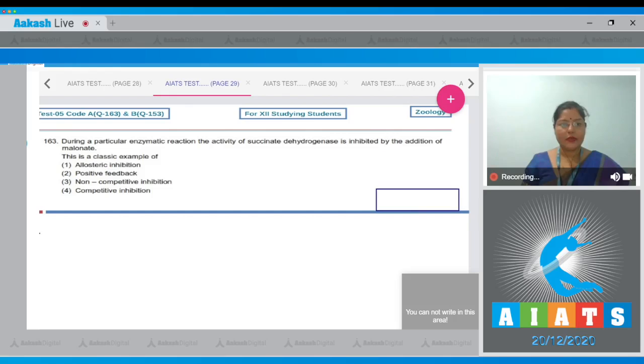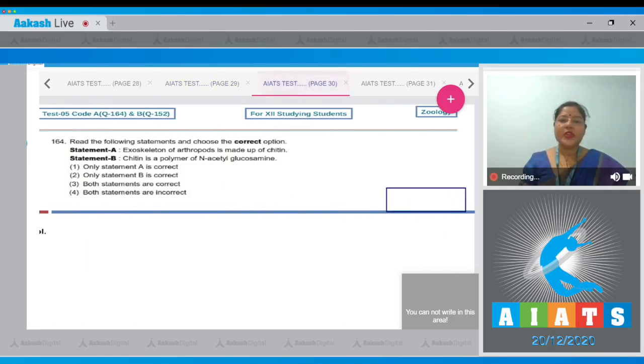Question number 163. During a particular enzymatic reaction, the activity of succinate dehydrogenase is inhibited by the addition of malonate. This is a classic example of malonate competing with succinate for the active site of the enzyme succinate dehydrogenase. And this is a classical example of competitive inhibition. So the correct answer to our question is option number 4. Let's proceed to the next question.